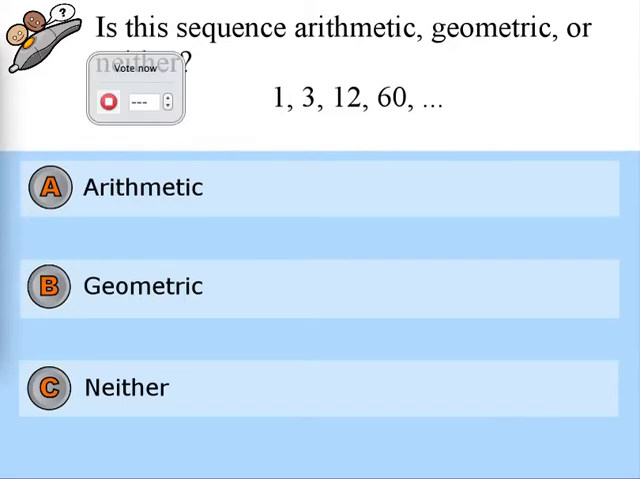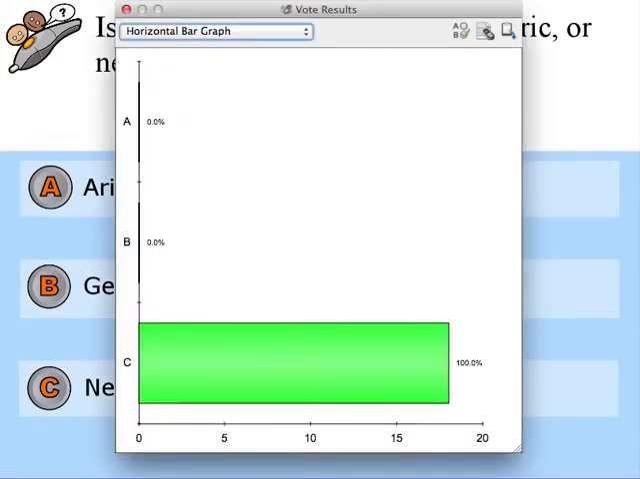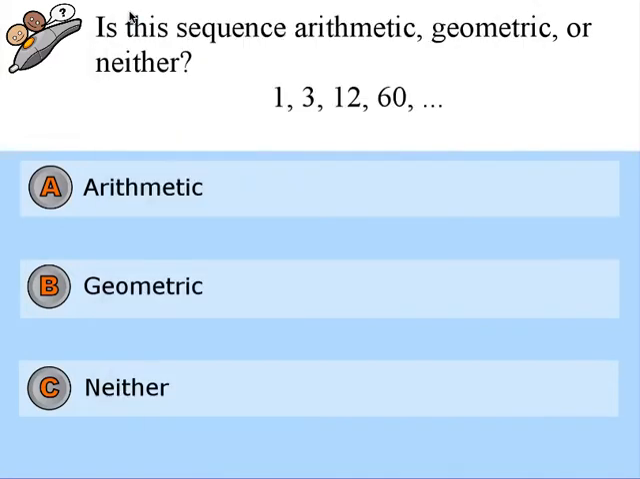Arithmetic, geometric, or neither? All right, so arithmetic, geometric, or neither? And the answer is neither. Nice job. That one you actually multiply by 3, 4, and 5.